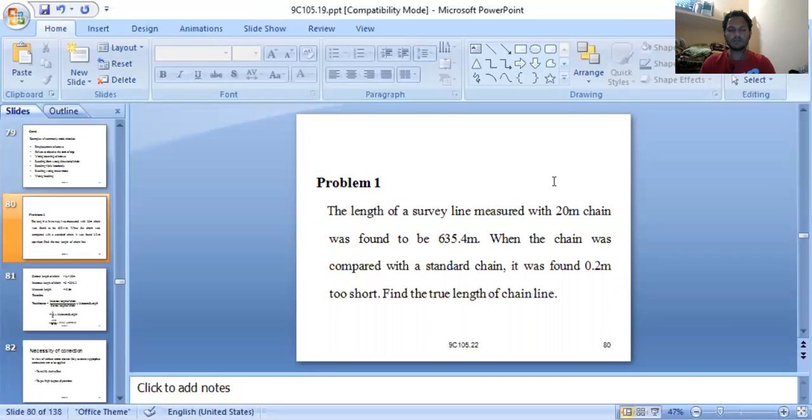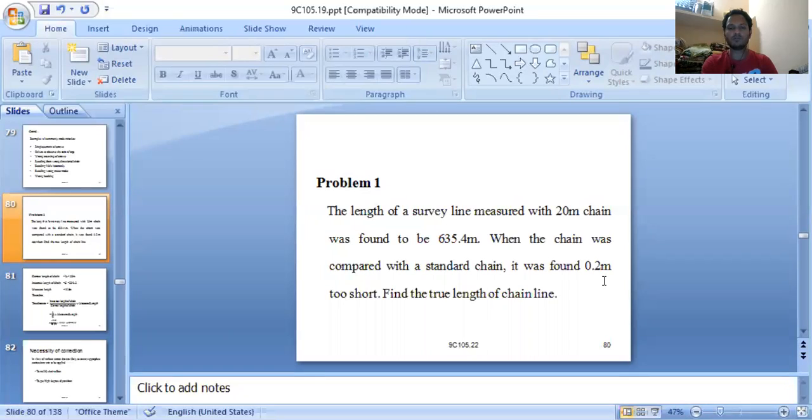The first problem is the length of survey line measured with 20-meter chain was found to be 635.4 meters. When the chain was compared with standard chain, it was 0.2 meter too short. Find the true length of the line. As the length of the chain is too short, we will get the more value than the actual value of actual means true length of the line.